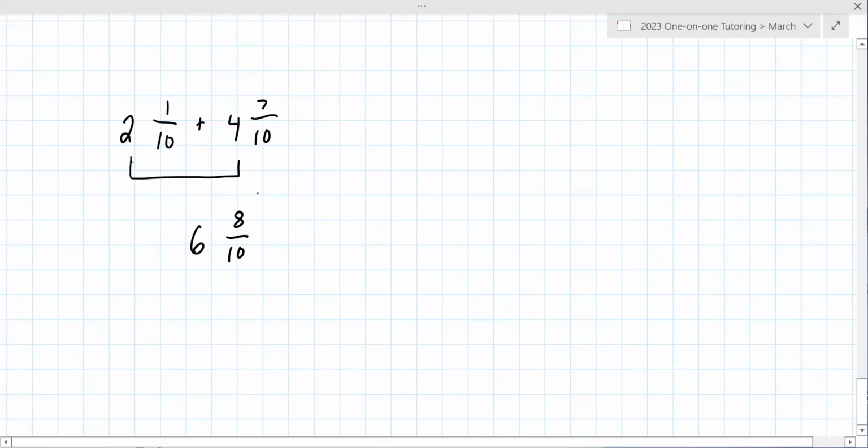By 2, yeah. So divide the top and bottom by 2. So it's 6 and what? What's the new fraction? 4/5. Good, really good.